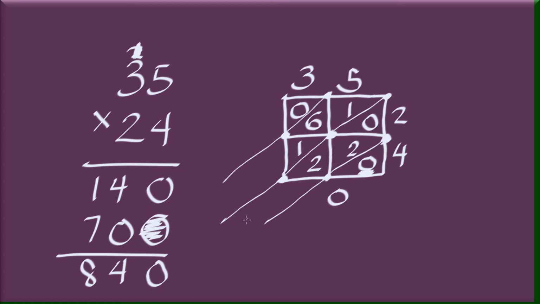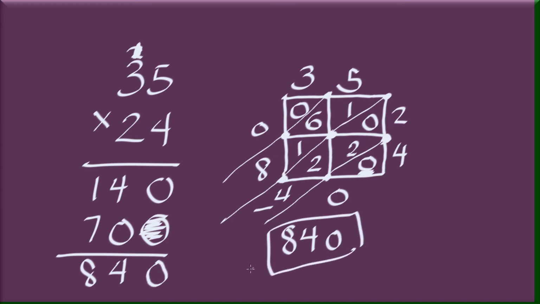Okay, so here we just have the 0, and then over here we have to add 0 plus 2 plus 2, which is a 4, and then 1 plus 6 plus 1 is 8. Okay, so this one is going to be 0, so that is 840. It's 840.